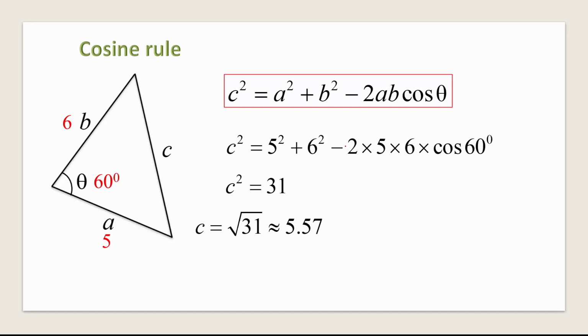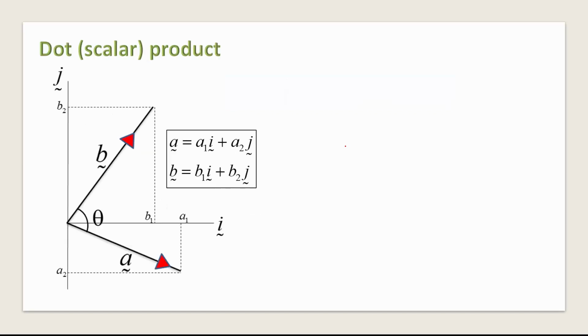You may have used this rule many times, and you may even have come across proofs or the derivation of the rule using algebra. We're going to derive the cosine rule using vector notation. But before we do that, we need to understand some properties of vectors. And one of them is known as the dot or the scalar product.